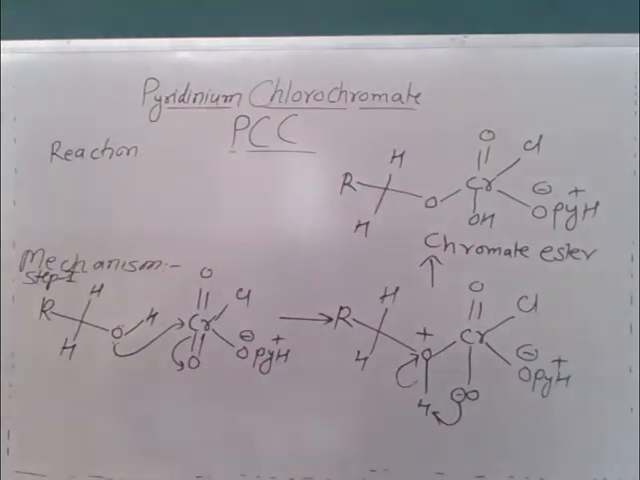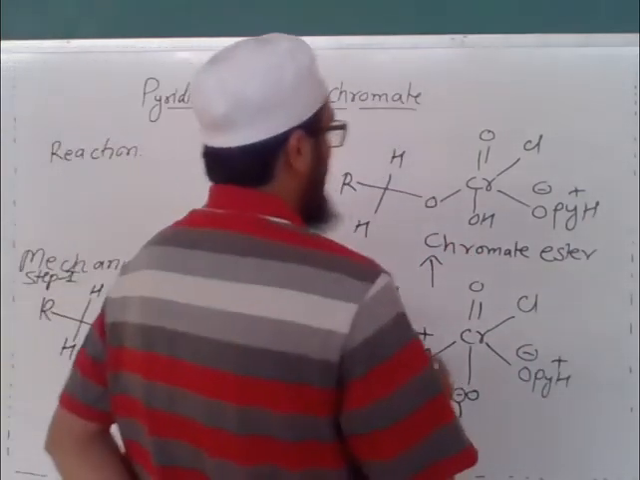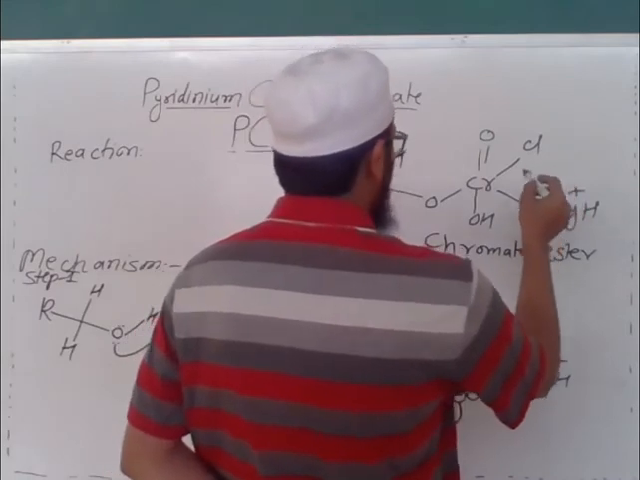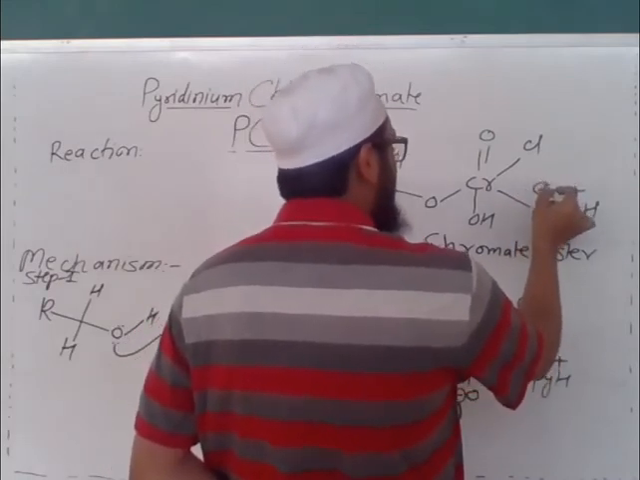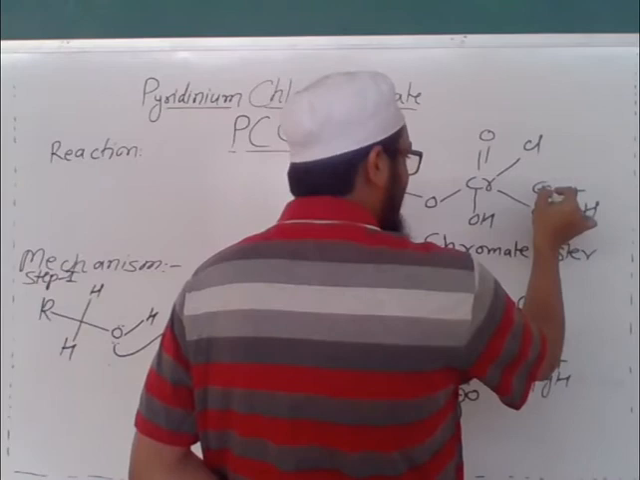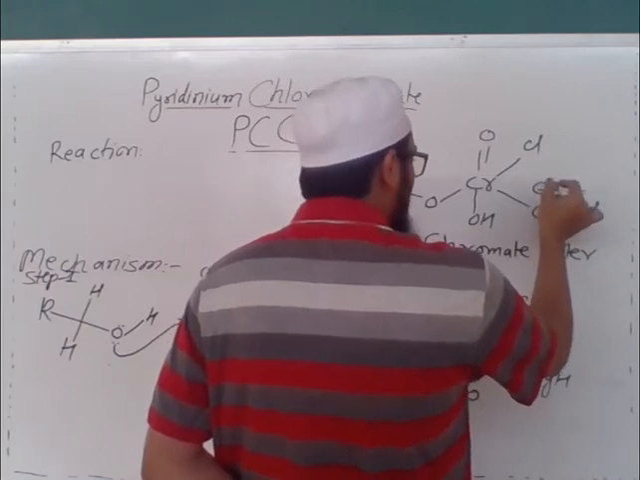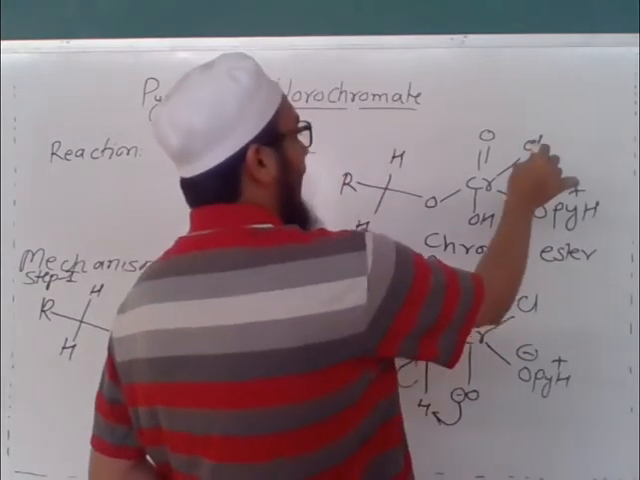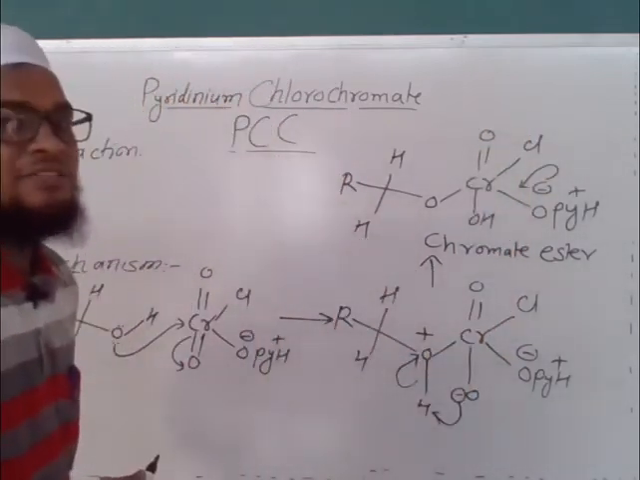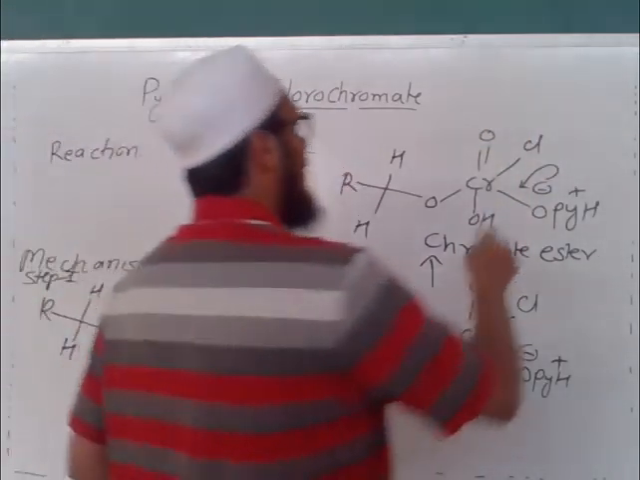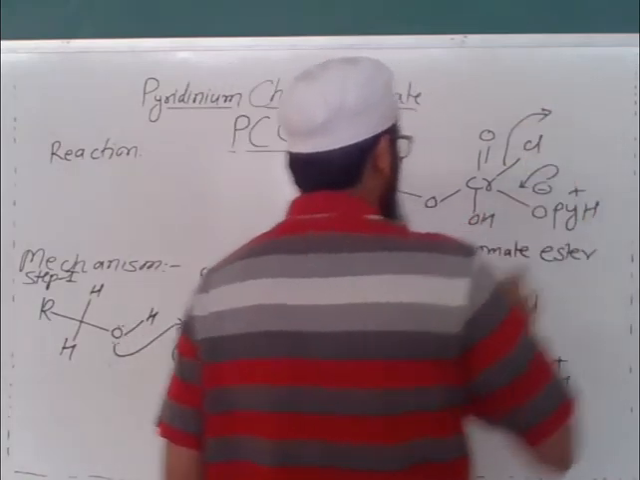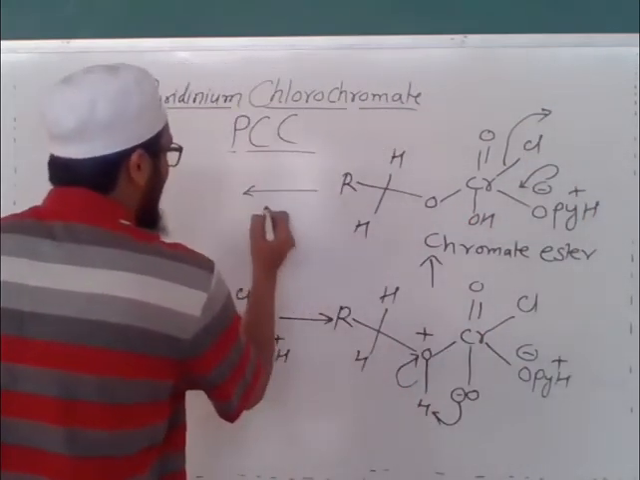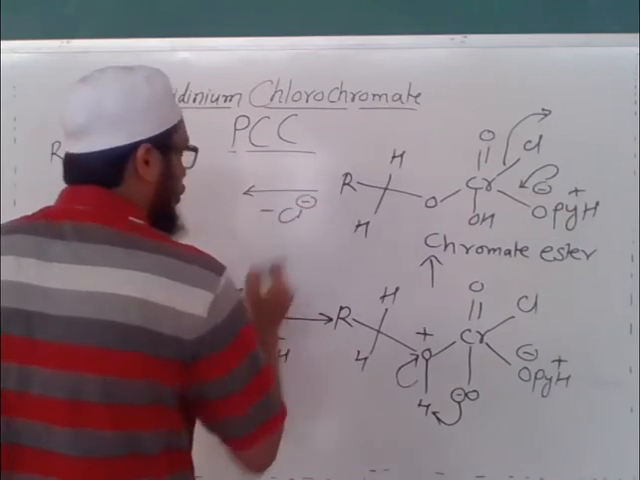So what will happen in the next step? My dear friends, in the next step, this oxygen's negative charge will shift towards the chromium-oxygen double bond, and this chlorine is the best leaving group in this structure. Now it will get removed with the electron. So in the next step, I have to write minus Cl negative.